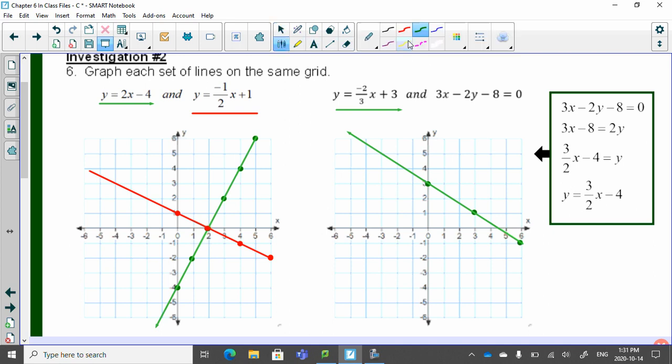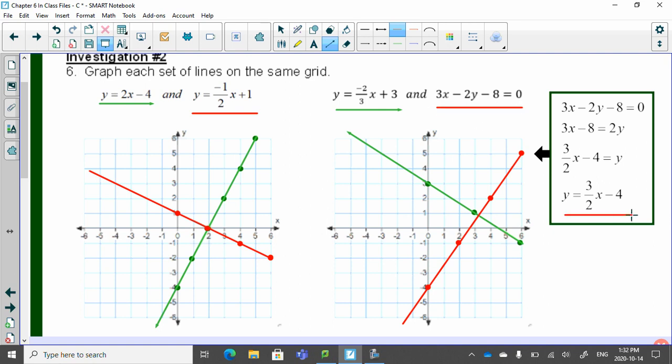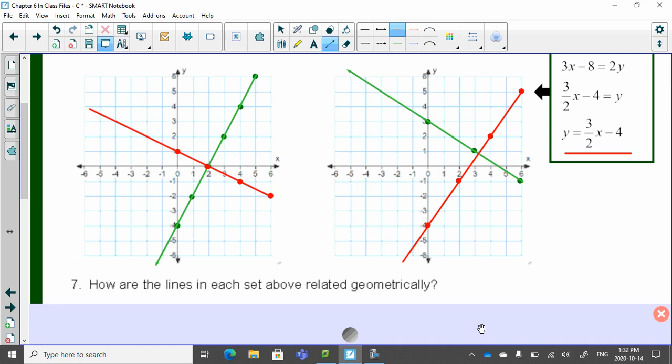So I grab my red. I start at negative 4. Slope is 3 over 2. So up 3, over 2. Put a point. Up 3, over 2. Put a point. Up 3, over 2. Put a point. All of those are in the same line. So I now graph this. I go all the way here. And that is this line right here, which is actually this line here. They're the same.